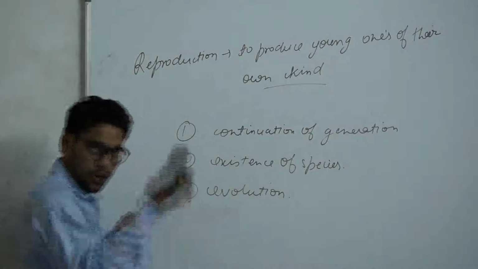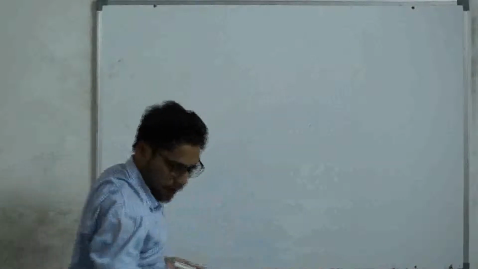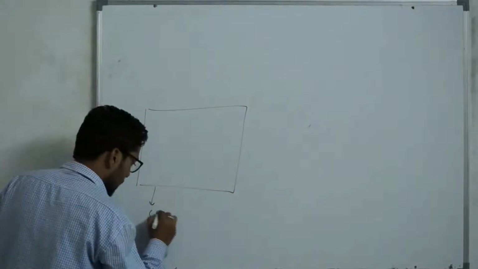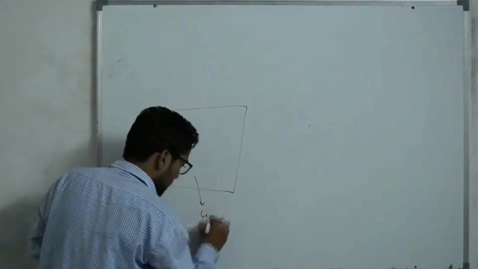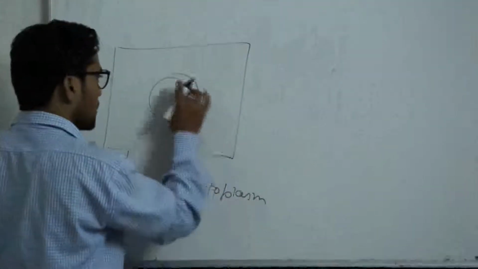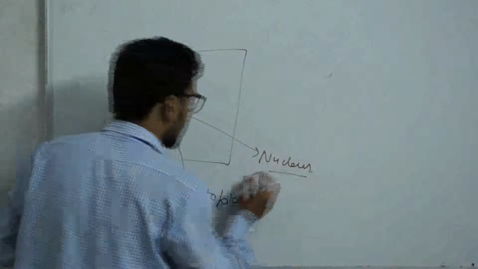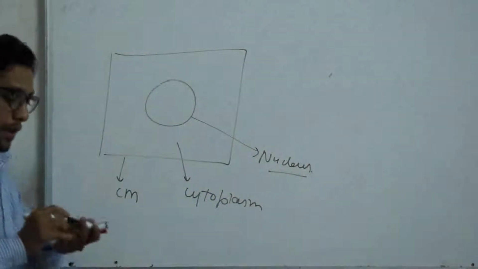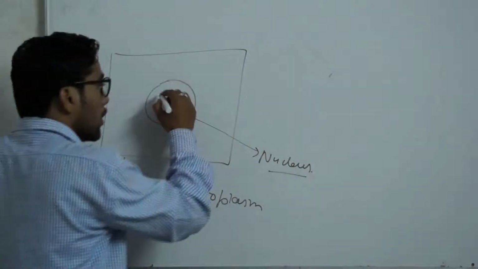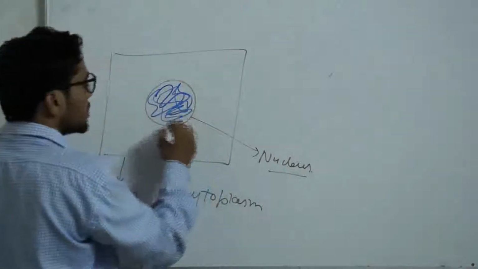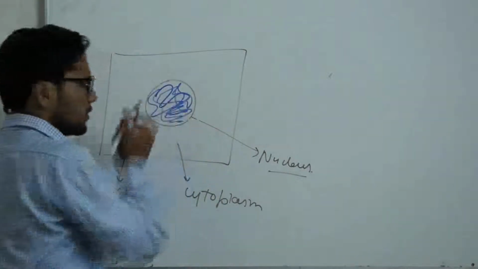So students, let's draw the diagram of a cell. I am making a human cell. This is the cell, and this is the cell membrane. This is cytoplasm, and finally this is a nucleus. This nucleus contains chromatin material. This chromatin material is haphazardly distributed in the nucleus.